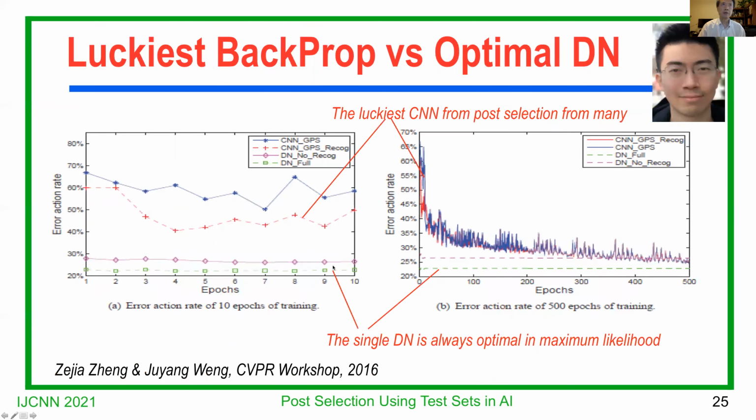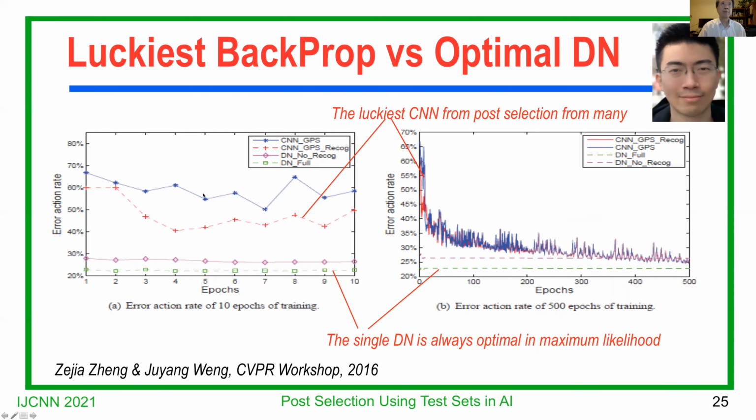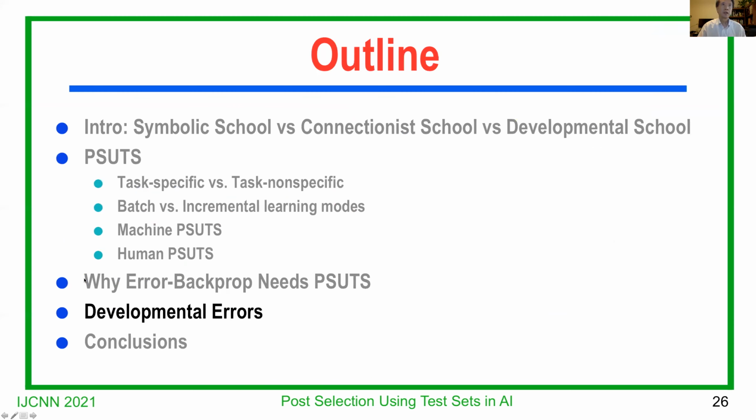Here is an experimental result we reported earlier in the CVPR workshop 2016, where this is the developmental network. The first epoch of all the data already reached the minimum result, and error-BackProp is still going down very slowly. And this is 10 epochs. Over here, they have 100 epochs, 200, 300, 400, after 500 epochs, and the error is still larger than the DN network, because DN is already optimal from the first epoch. Developmental errors.